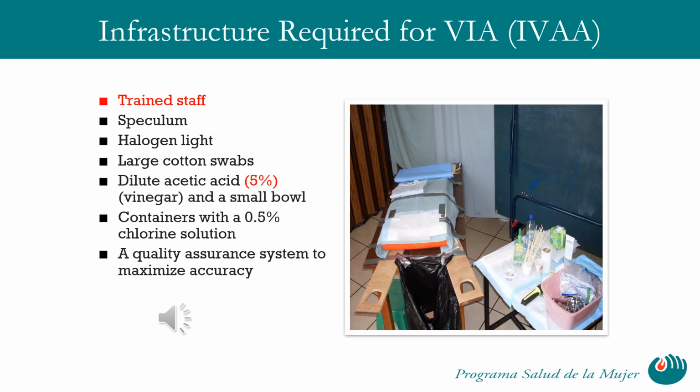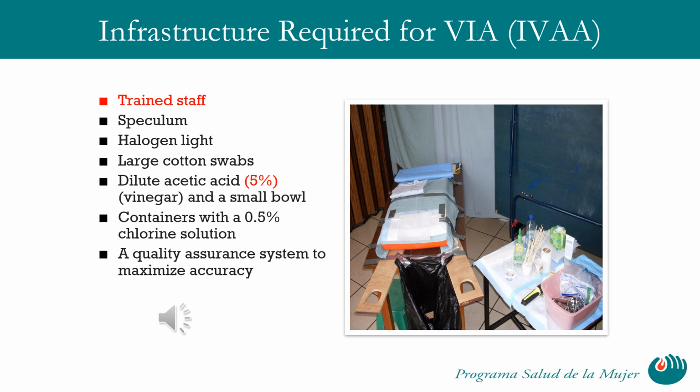The infrastructure required for performing VIA includes a trained staff who understands how to apply acetic acid and recognizes the changes it causes in the cervical epithelium and how to manage the findings. A speculum is needed to access the cervix for inspection. A halogen light is used to provide intense focused illumination needed to visualize the cervix after the application of acetic acid. Large cotton-tipped swabs are used to apply the acetic acid to the cervix. They need to be large enough to cover the entire surface efficiently.